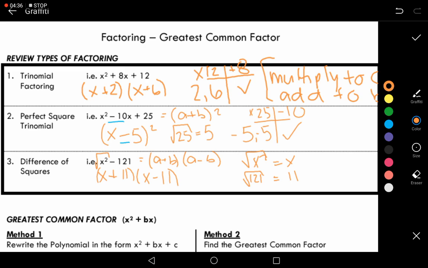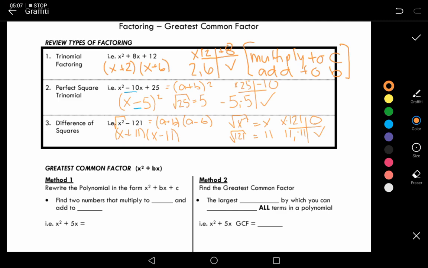Again, you could absolutely do your chart here as well. So you would be multiplying to get negative 121 and adding to get 0. 11 times negative 11 is negative 121. 11 plus negative 11 gives us that 0. So we know that those are our two factors.